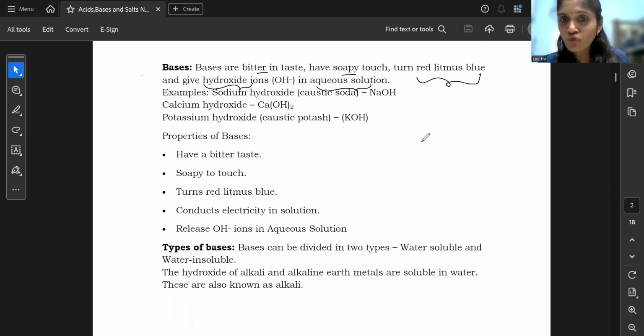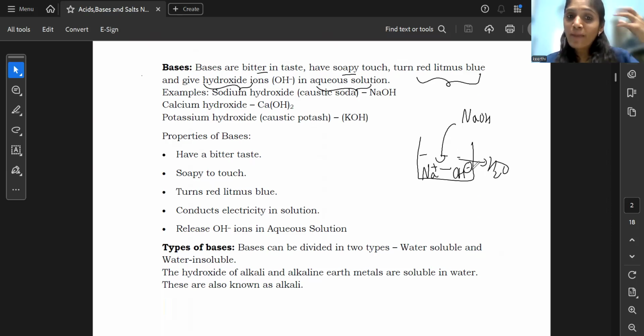Now, if I have to show it in the form of a diagram, if you take water in a beaker and add a base into it, the base dissociates, giving which ions? If you take NaOH, it will dissociate and give Na plus and OH minus ions. So a base is something which gives hydroxide ions in the solution. If a substance gives hydroxide ions in solution, I call it a base.